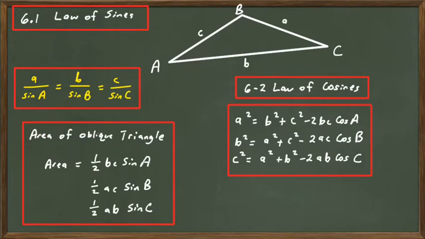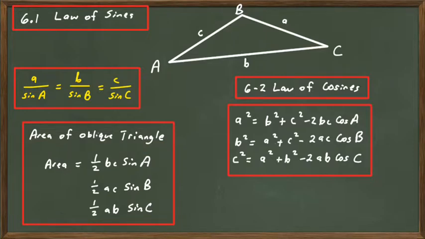6.1 also gives us area of oblique triangles. Apparently oblique triangles are any triangle that does not contain a right angle. So pretty much all of these that we're going to be dealing with will be oblique triangles. And there's an area formula. Sine of A times 1/2 the other two sides. Sine of B times 1/2 the other two sides. Sine C times 1/2 the other two sides. So those are just formulas for areas.